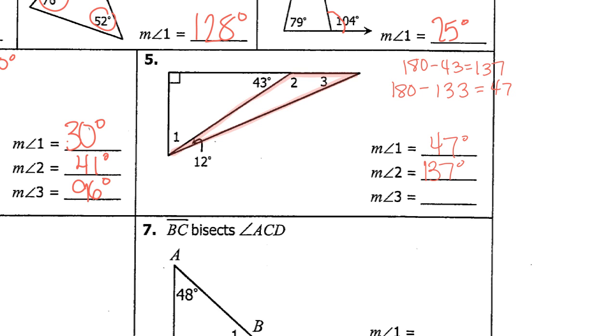Now to find angle 3, I'm going to focus on the smaller triangle on the right. I have 137 degrees, and I know this smaller angle is 12 degrees. So again, every time you have two angles, you can find the third one. Add those two together, subtract from 180, and we get 31 degrees for angle 3.